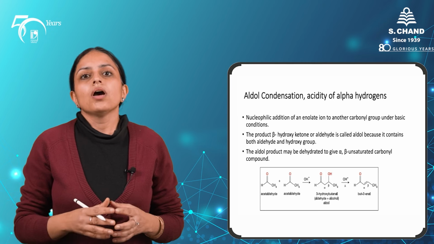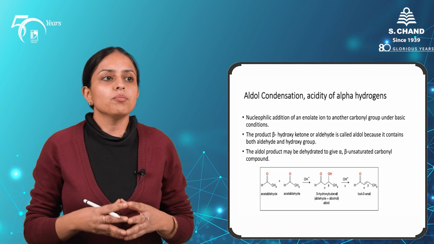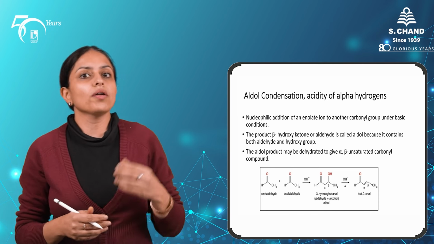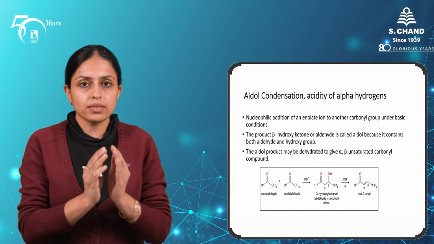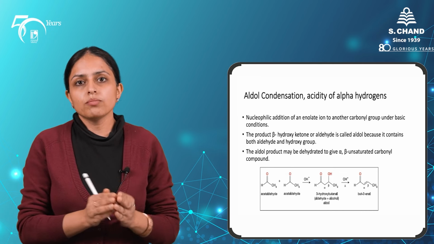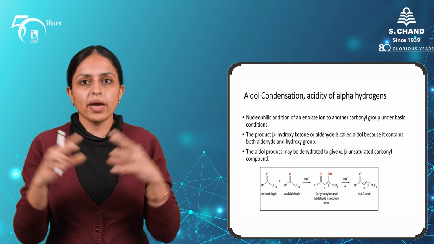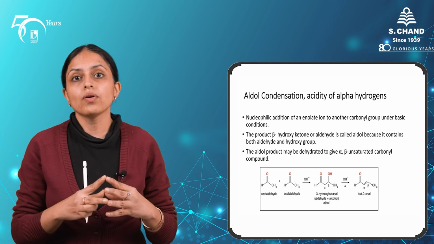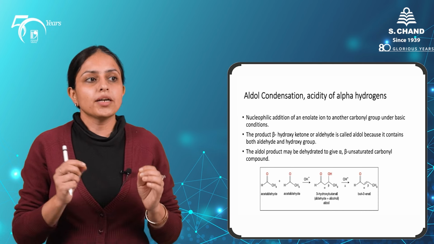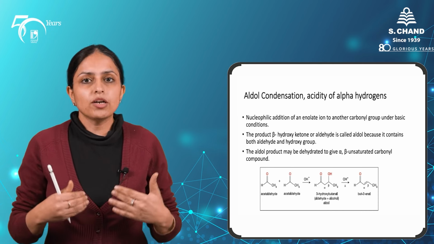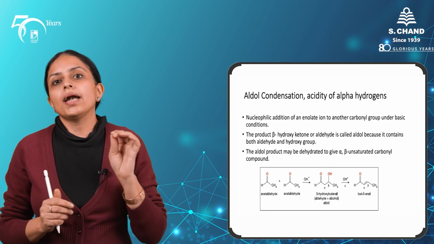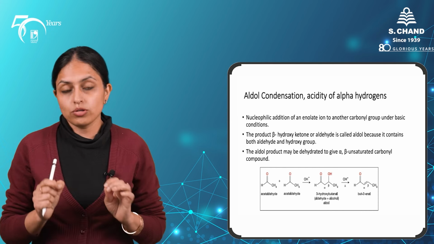Aldol condensation. Under the influence of a mild base or acid, 2 moles of an aldehyde or a ketone, or an aldehyde and ketone amongst themselves, can undergo condensation. Condensation means 1 plus 1, both combine and they can condense to give a molecule of aldol. Aldol means what? Beta hydroxy aldehyde or beta hydroxy ketone. Because why aldol? Because it contains both the aldehyde group and the hydroxy group.